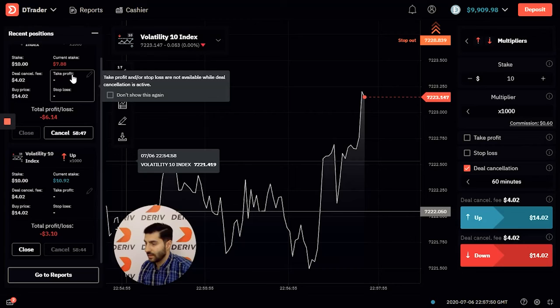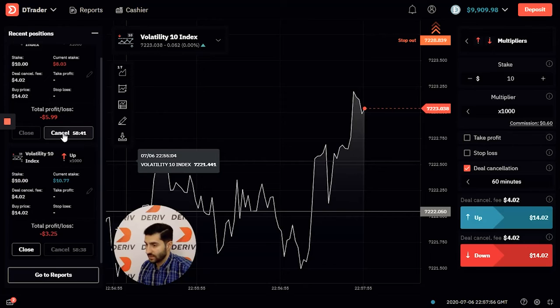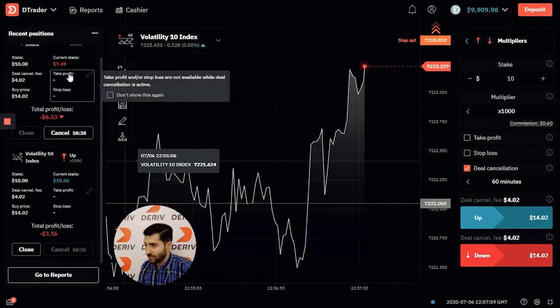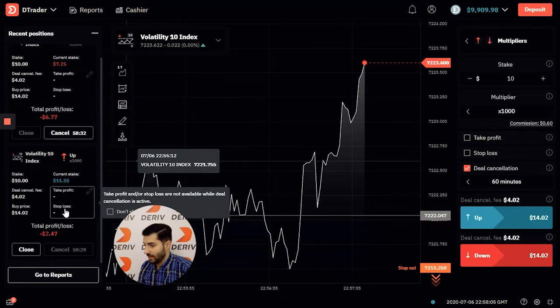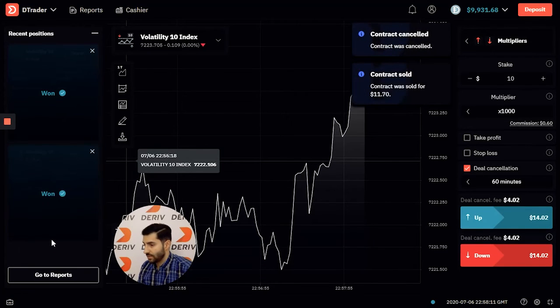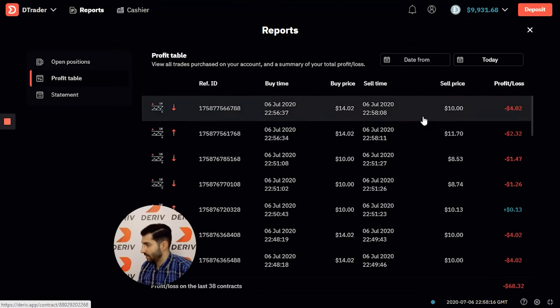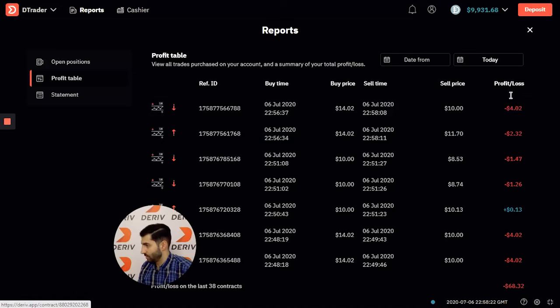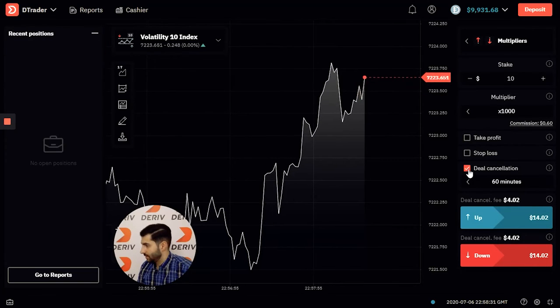Okay, so while these contracts are at this point, I'm going to cancel this one over here. You'll notice that the take profit and stop loss options are not available, and you cannot activate them while deal cancellation is on. Once this time is expired, if I haven't done anything up until then, I can then activate either of these or both of them again. Right now, I cannot. So I'm going to cancel this contract, and we're going to close this contract. I'm going to go to reports, and we look at profit table, and over here we can see the exact result of all the contracts that I purchased, those two most recent ones being the top two here. Going back to the platform, we'll just clear up things over here for us, keep it tidy.